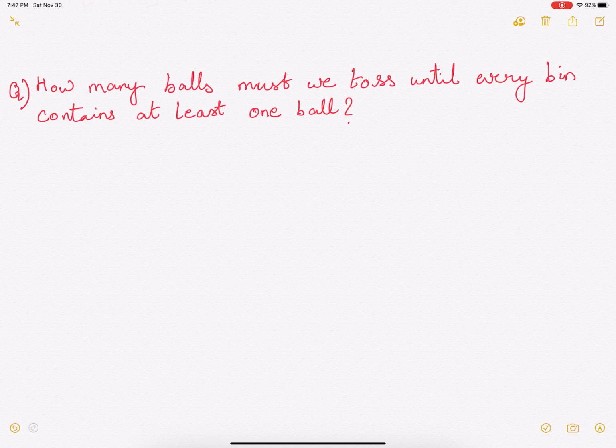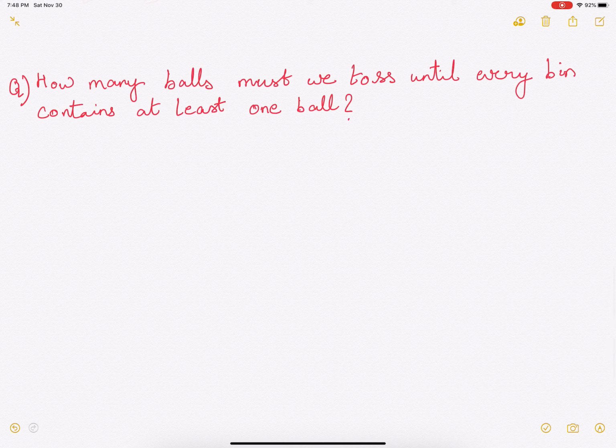So you have to toss a whole bunch of balls because you don't know where the ball is going to land. Maybe it lands in a bin that already has a ball. So you have to keep repeating this process. One thing that you can understand is initially it is easy to fill the bins because there are a whole bunch of empty bins which don't have a ball. But as you toss more and more balls, more and more bins get filled up, and hence after a certain stage it is hard to find that bin which does not have a ball.